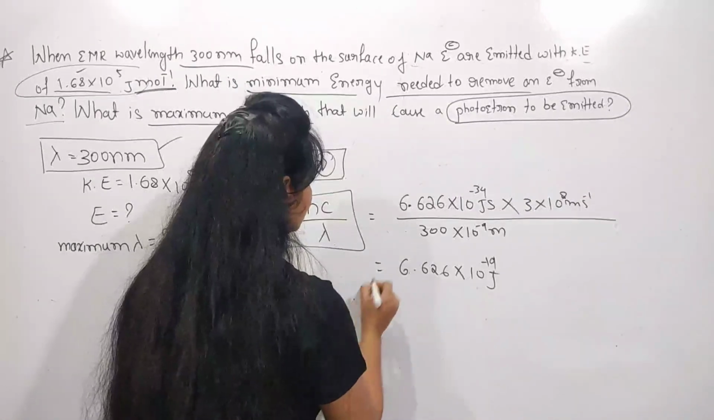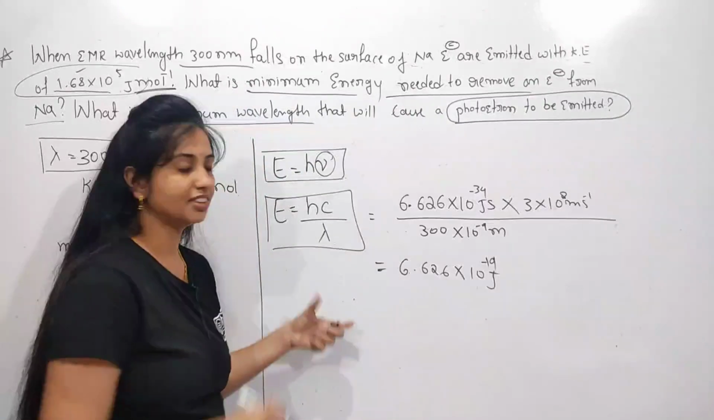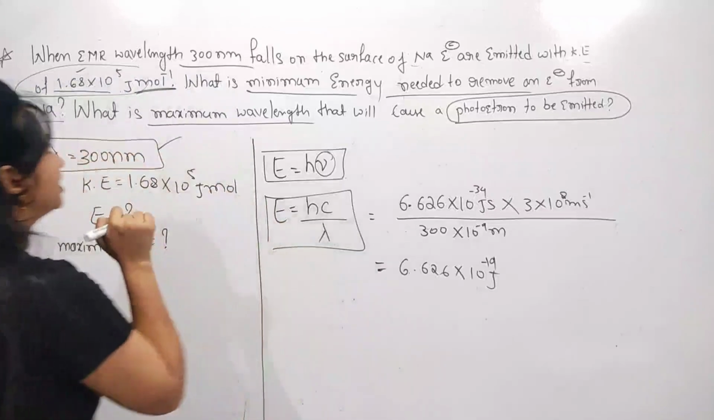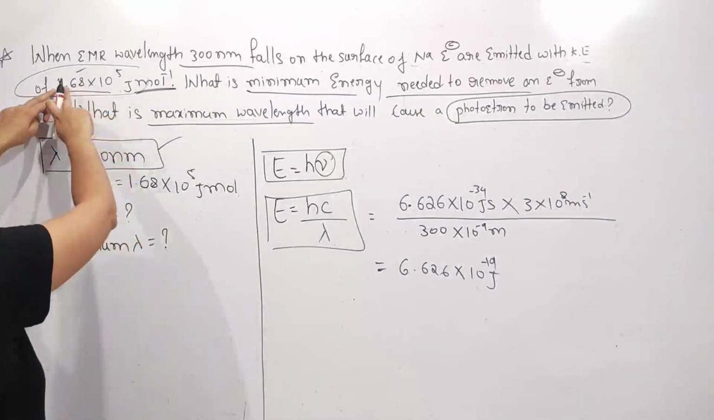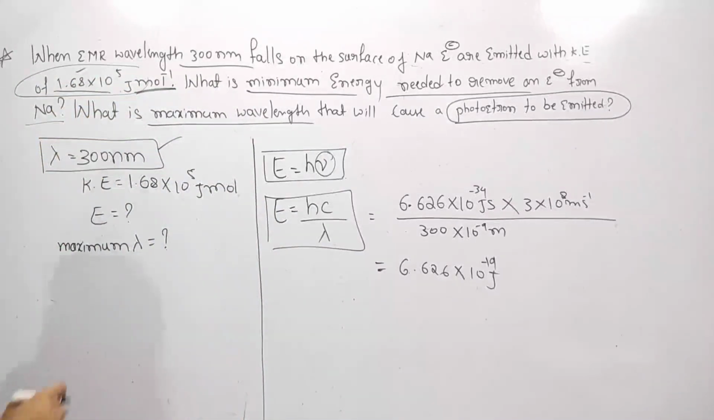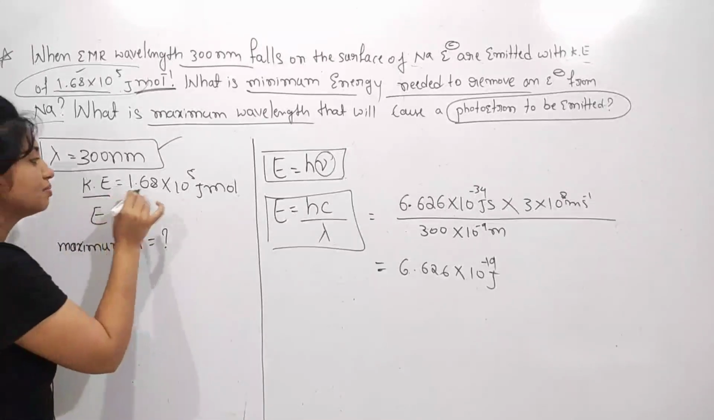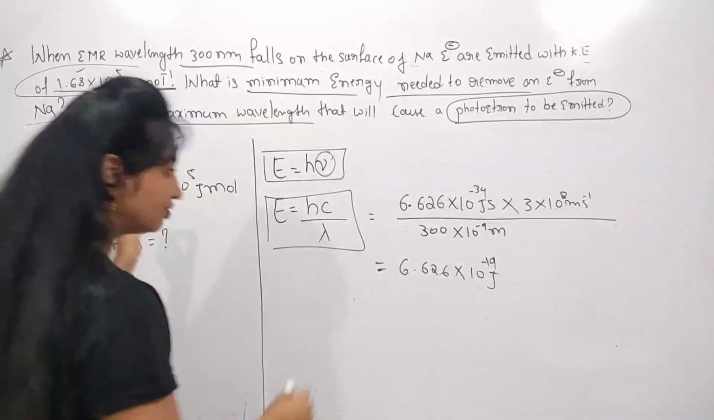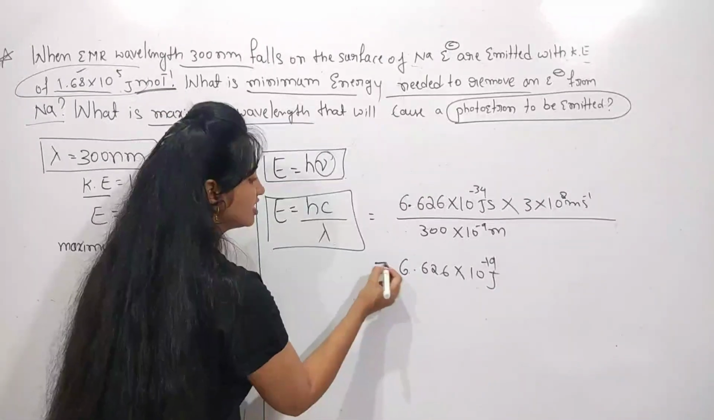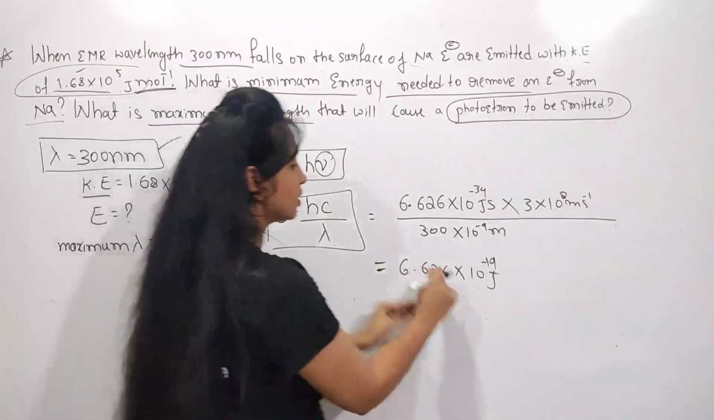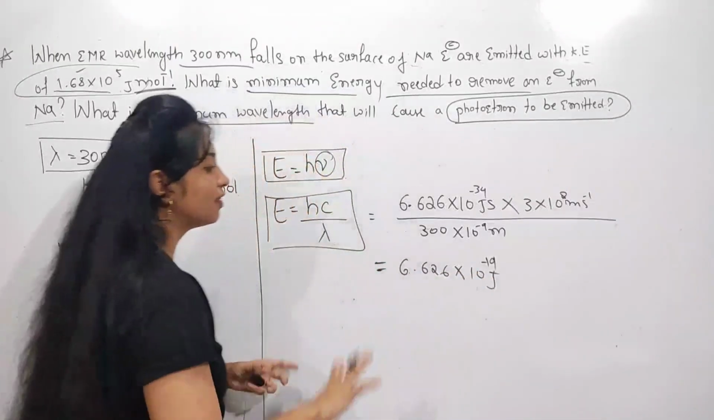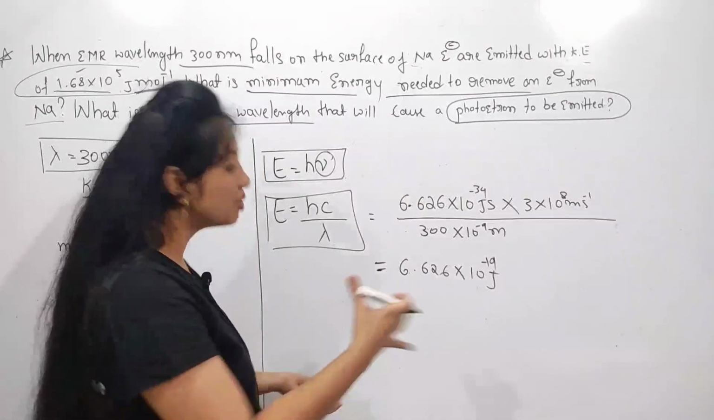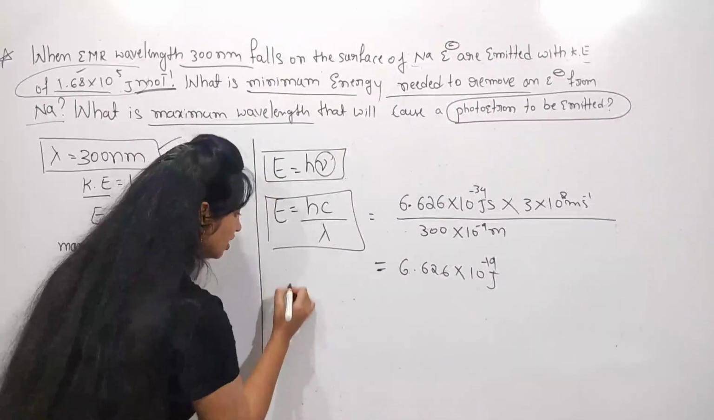So next, this is the total energy of one photon. But observe here, they give us the kinetic energy per mole. They give us the kinetic energy 1.68 into 10 raised to 5 joule per mole. So we have to convert this. One photon energy is 6.626 into 10 raised to minus 19. Then what is the energy of 1 mole of photons?